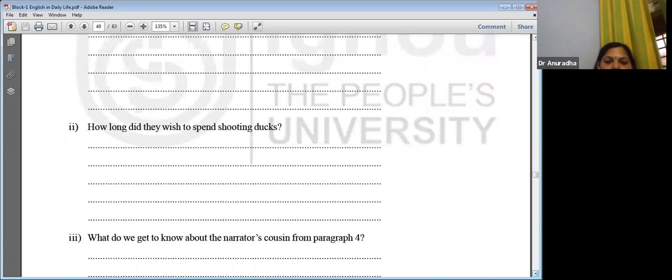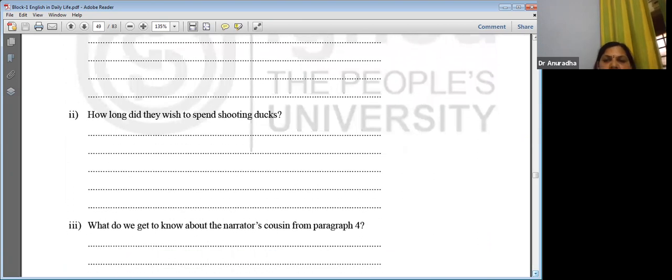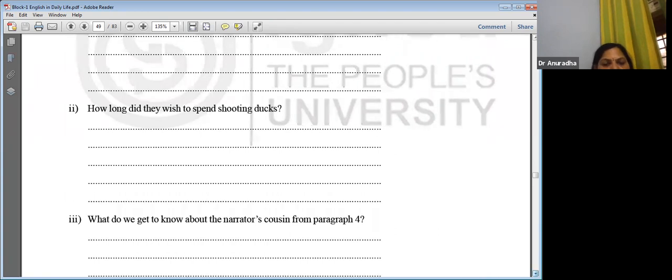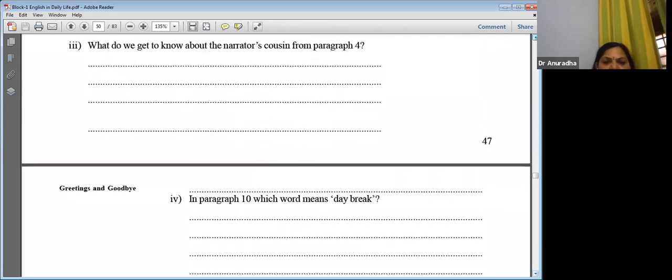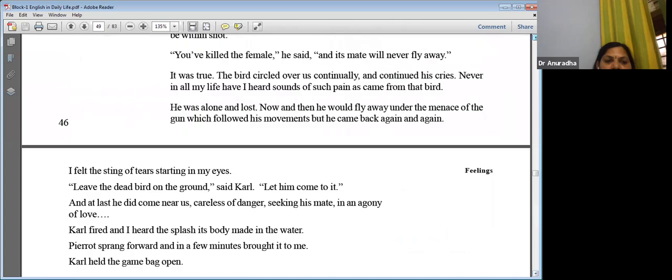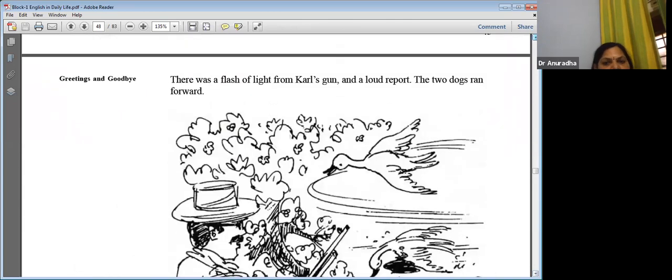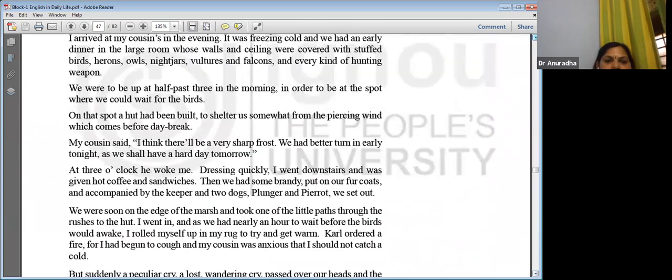What do we get to know about the narrator's cousin from paragraph 4? The narrator's cousin is a typical gentleman, typical countryman, stout, red face. Paragraph 4 explains it completely. Which word means daybreak? Daybreak is early morning. Okay? So in paragraph 10, what is the meaning of daybreak? That we have to find out.